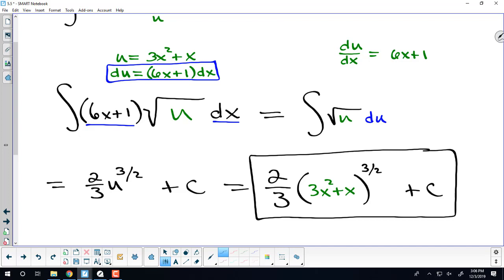So it's always just the first derivative of your substitution, because that's what gets that dx in there that you have to account for in the original integral. Okay.